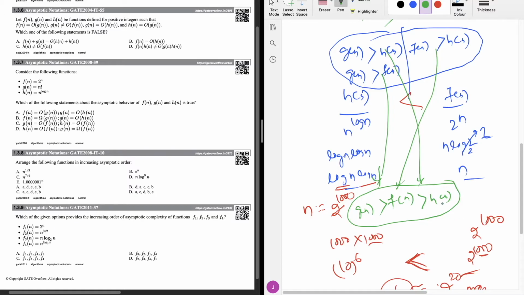So now I have to apply this and find out which option is correctly satisfying. So f of n equals big O of g of n. That means it is saying that g of n is greater than f of n. Is it true? Yeah, it is true, because here is the inequality given, and the value inside the big O should be greater. The value inside the big omega should be smaller than the outside function. And for theta you know that both should be asymptotically equal. So just use that logic.